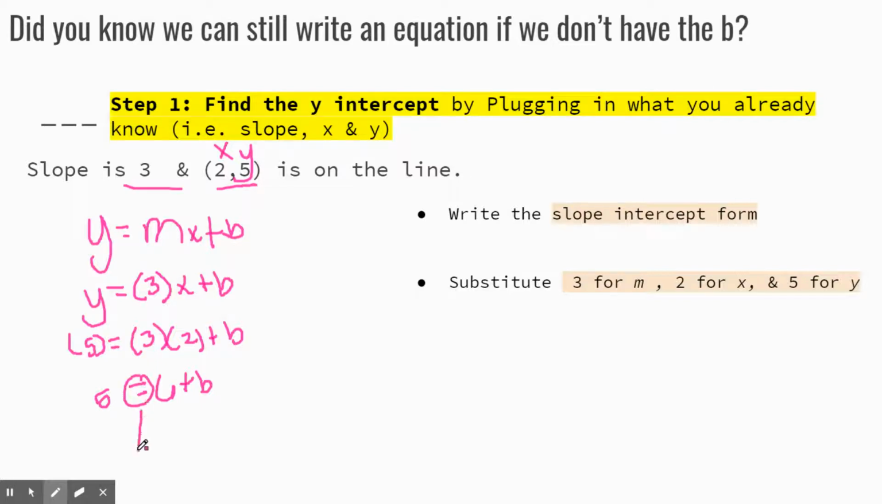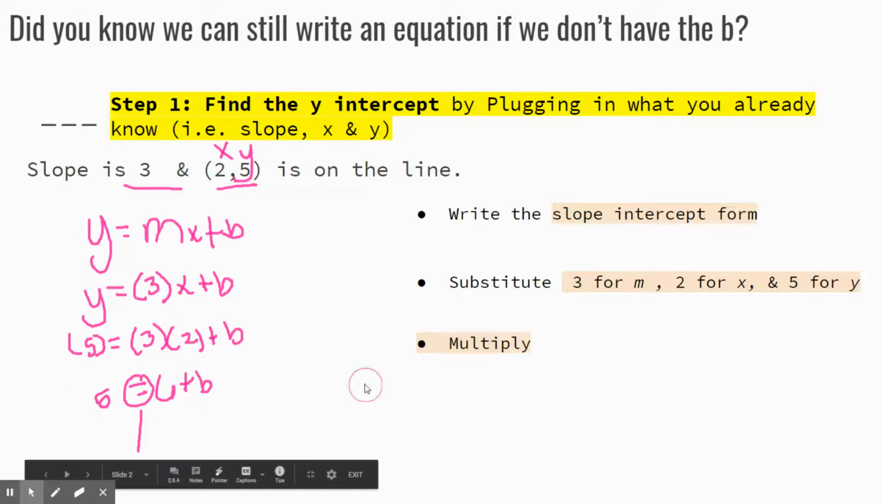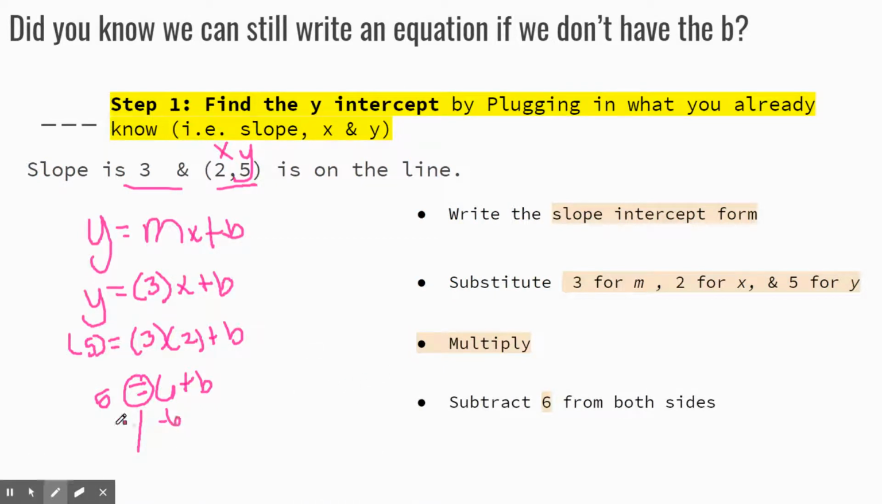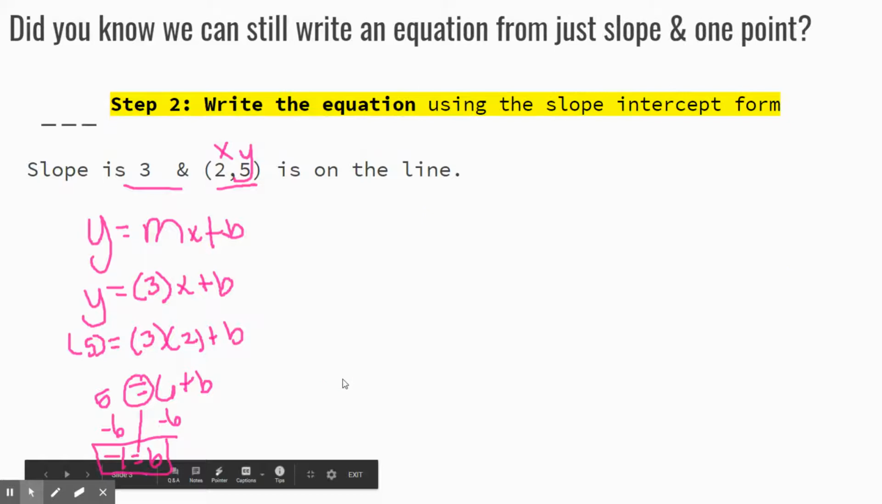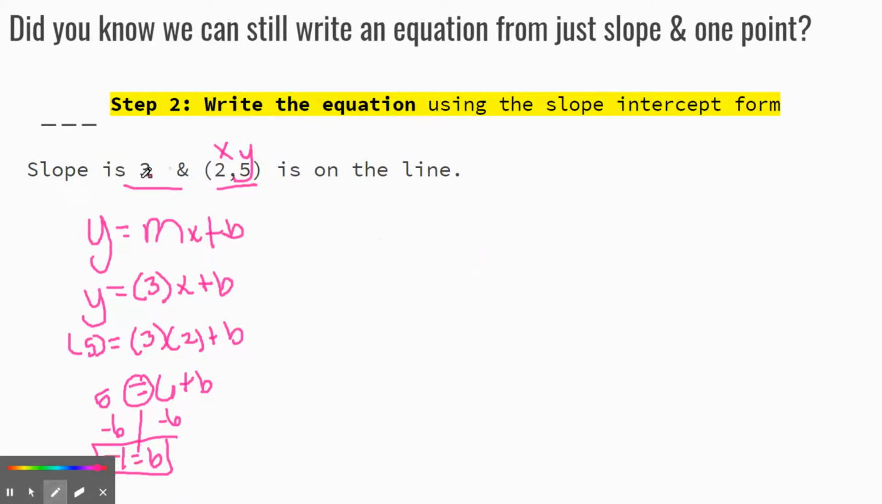Center my equation's equal sign, and I'm going to solve from here. So I multiplied, and now I'm going to subtract 6 from both sides to solve. 5 minus 6 is negative 1, so my b is equal to negative 1. So now that I know that, I can do step 2, which is write the equation. Now that I know b, I can plug in my slope and my b.